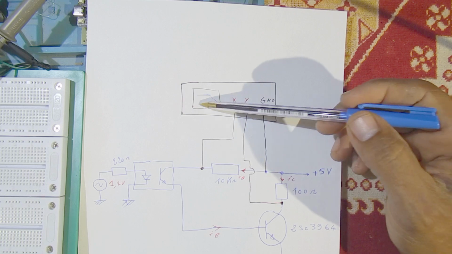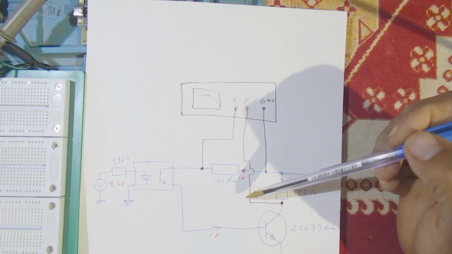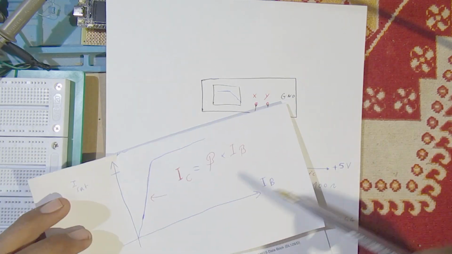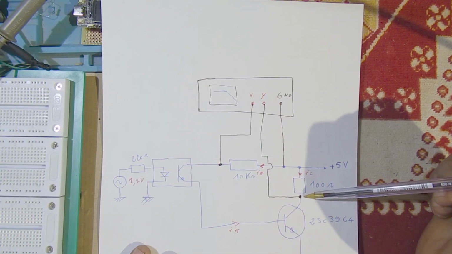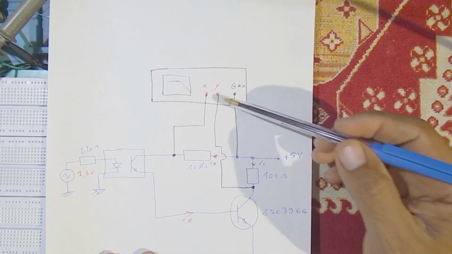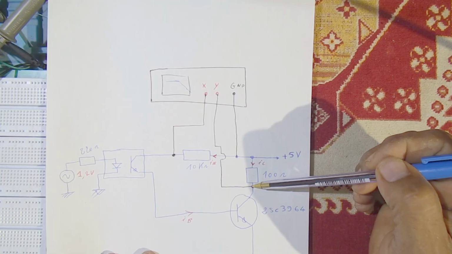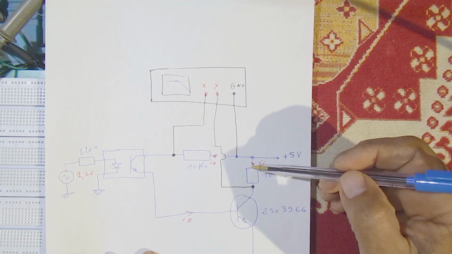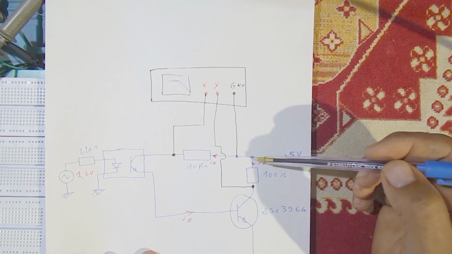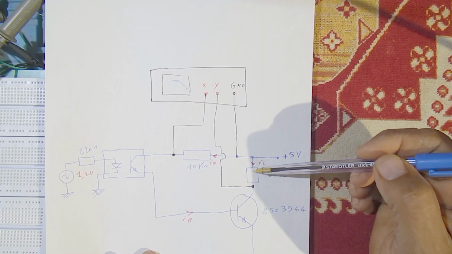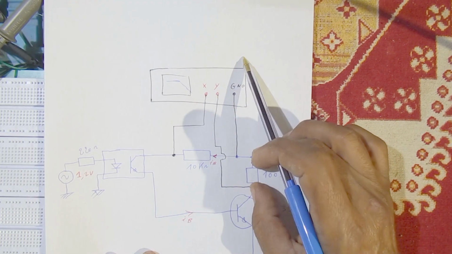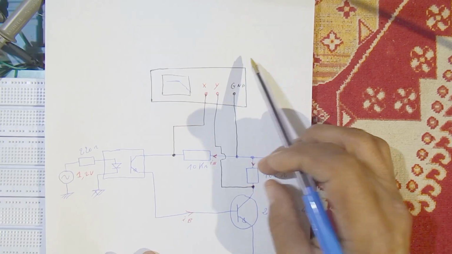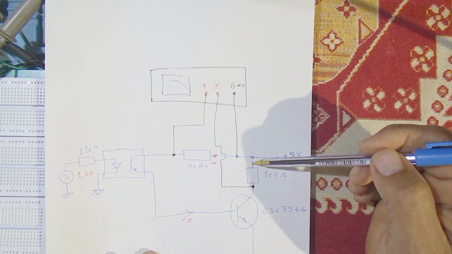In the X axis we have the IB. This is the X axis, and for the Y axis we will connect the probe here in this place, the collector, because when the current flows over this resistor, this voltage will be proportional to the current.